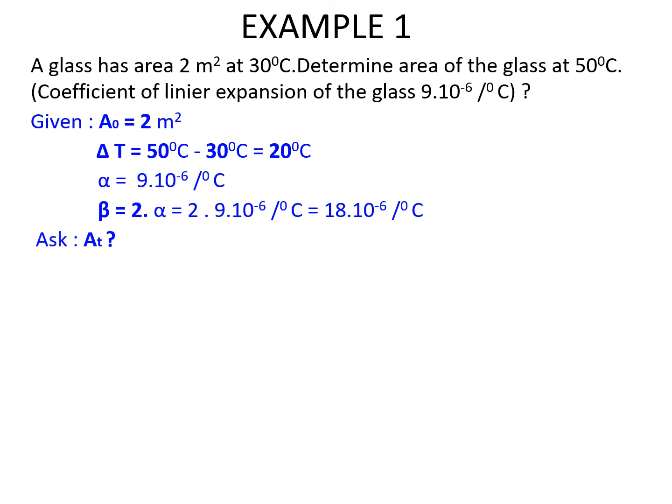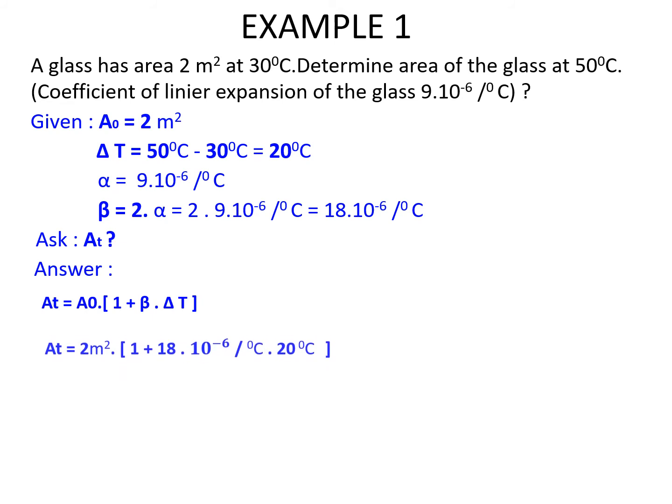Ask: AT, final area. Answer: AT equals A null times 1 plus beta times delta T. So AT equals 2 meters square times 1 plus 18 times 10 to the power of minus 6 per degree Celsius times 20 degrees Celsius.